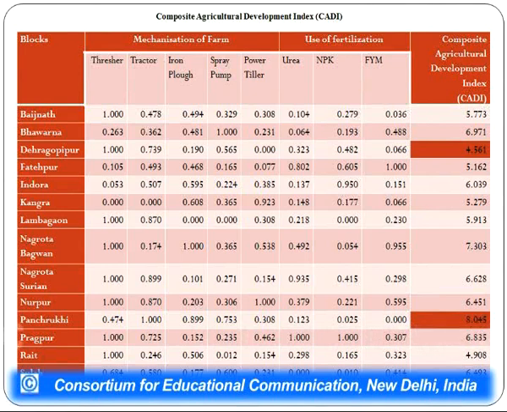Many schemes are being promoted, but we have limitation of resources, we have several problems, we can't tackle all problems together. So, we have to prioritize the problems, and for prioritization this exercise is very, very important. Like you can see, mechanization of farm through thresher, tractor, iron plowing, spray pump, power tiller, use of fertilizers like urea, NPK. I would like to mention here that soil testing is very, very important.